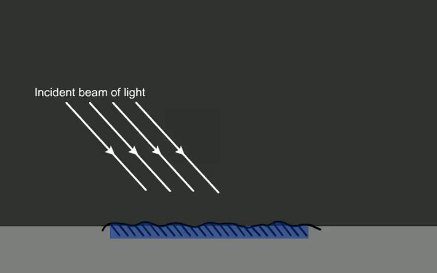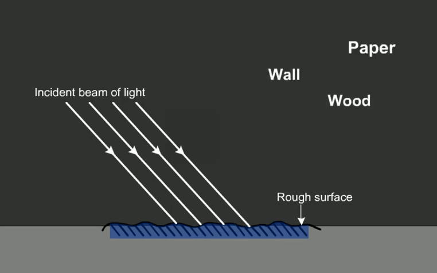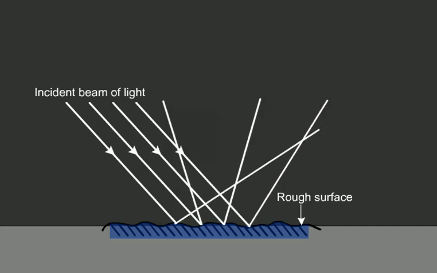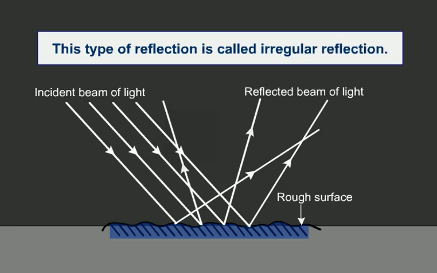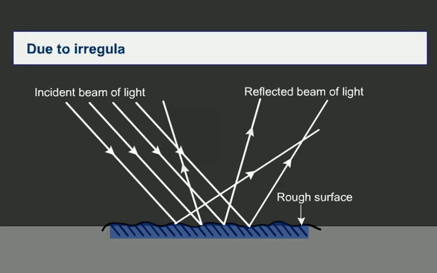Students, when a beam of light falls on a rough surface, like a wall, wood, paper, and so on, the reflected beam does not remain parallel, but scatters in different directions. This type of reflection is called irregular reflection. Due to irregular reflection, the rough surface appears dull.